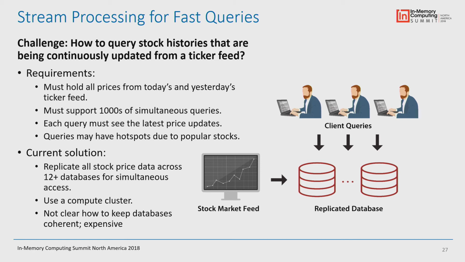You can't see it half an hour from now. And you need to be able to make this available to thousands of clients with hotspots, because some stocks like Amazon, everybody's going to query, and others like Scale-Out Software, if we were up there, they probably wouldn't query. We're not public. But you get the idea. So how do you solve that, right? Their solution had historically been 12 replicated databases. And the problem was they just couldn't solve how to see the latest ticker symbol. And there was no way to keep this coherent so that all of the clients would see the same data. So it's a problem, right?